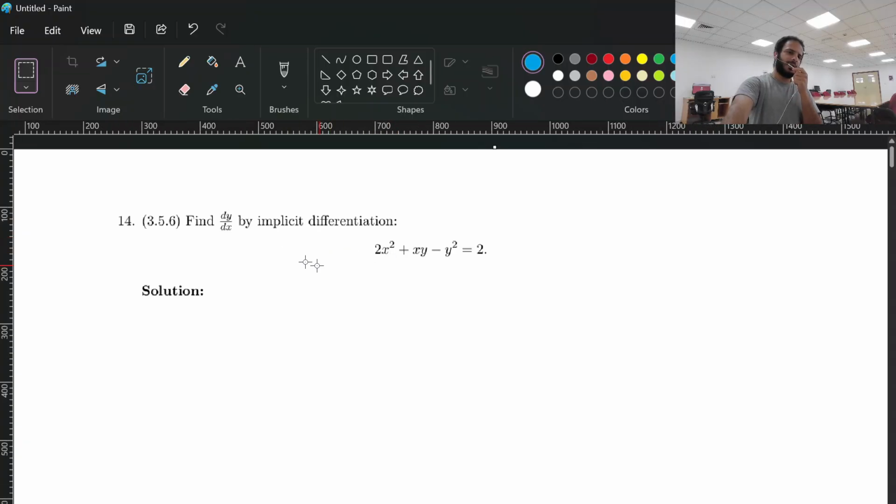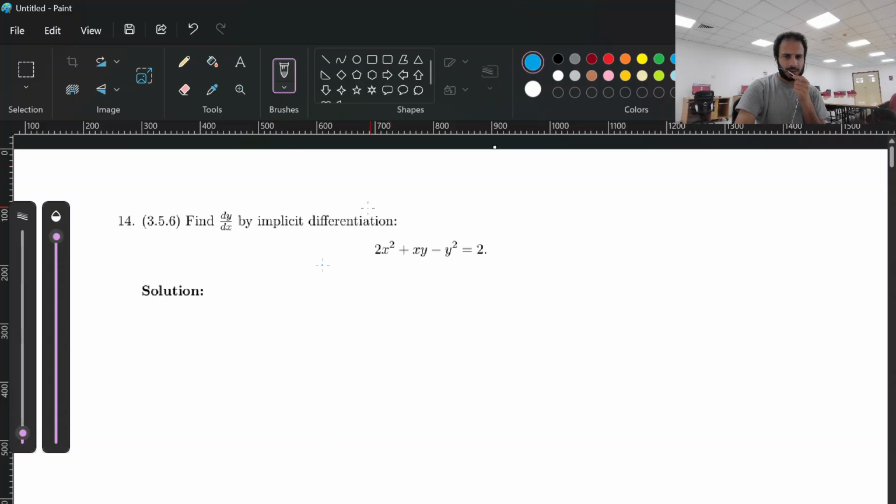Muhammad Bilqis, can you help me with solving this one? Find dy over dx by implicit differentiation. 2x squared plus xy minus y squared equals 2.